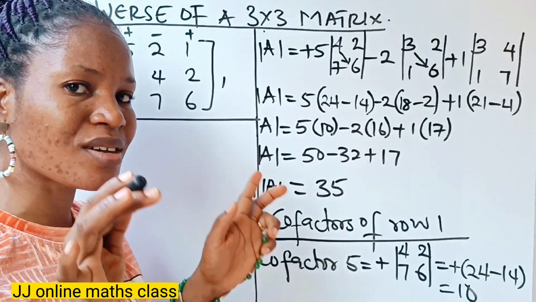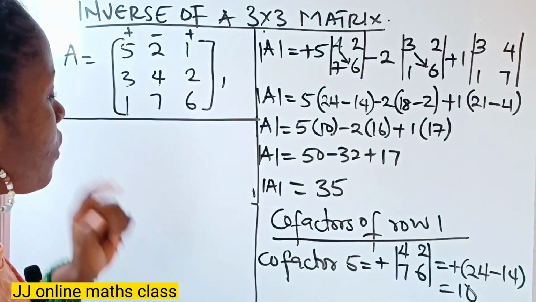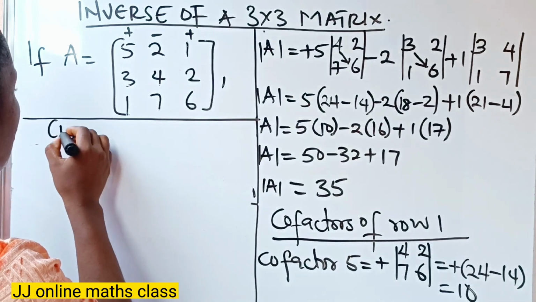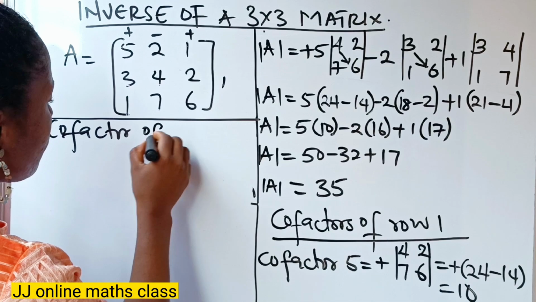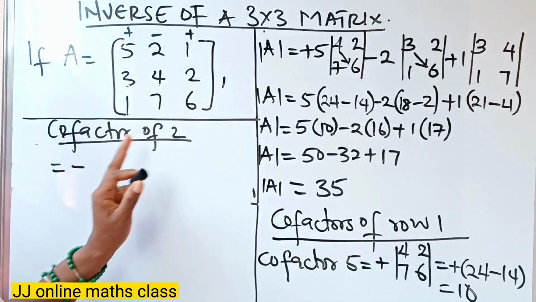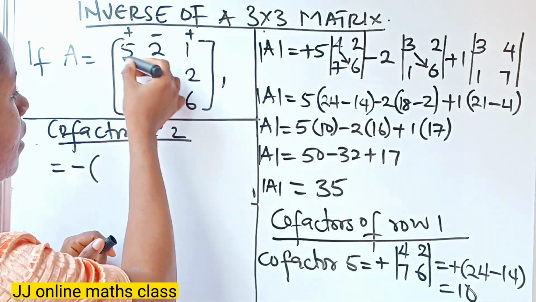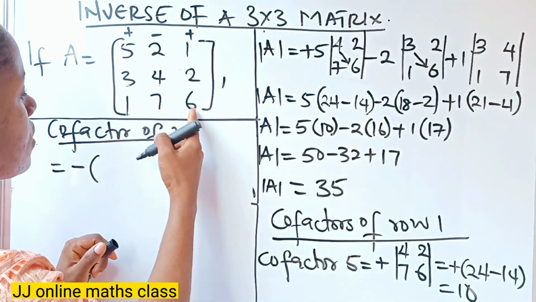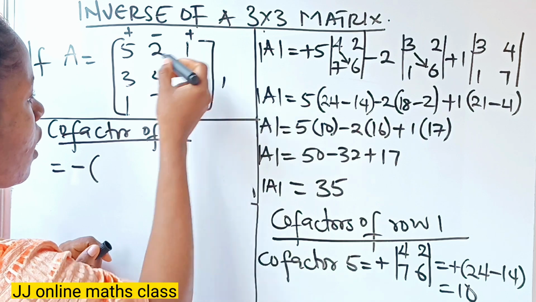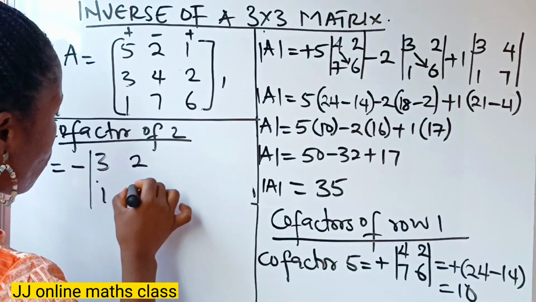All right, the next thing we need to get is the cofactor of 2. We have gotten the cofactor of 5. Now we get the cofactor of 2. Remember that there is a negative sign on top of this 2, so it's going to be minus. So it's going to be equal to minus, you put your brackets. When you cover this place and this place, vertically and horizontally, you are going to have 3 2 1 6 remaining. Vertically, this line will be crossed, horizontally, this line will be crossed.